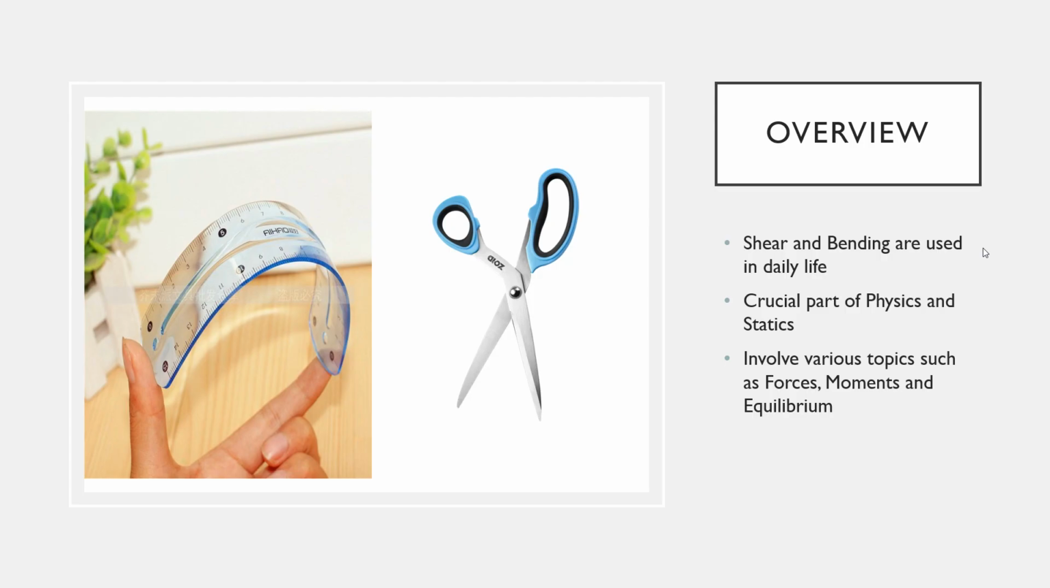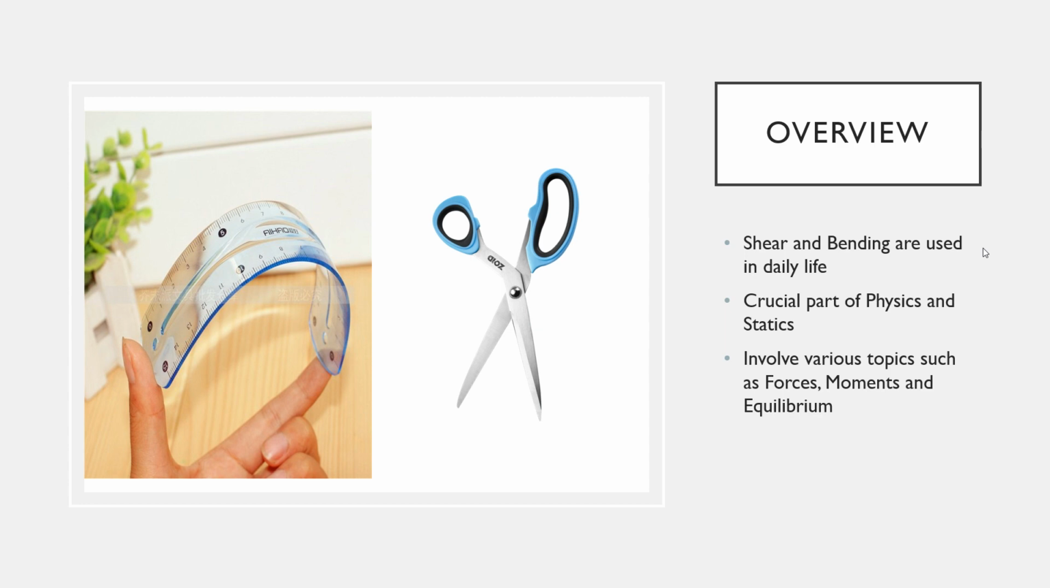Let's go. So, an overview. What is shear and what is bending? Well, shear and bending are used in daily life. First off, shear. Shear is the application of two objects or one object being applied a perpendicular force in different directions. An example of that is the scissors.